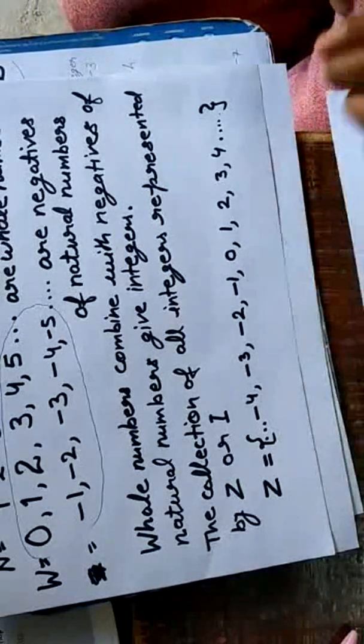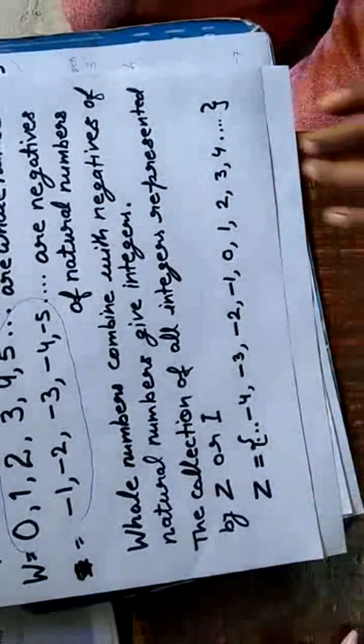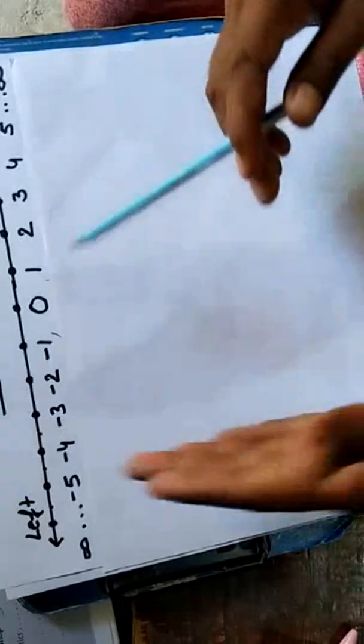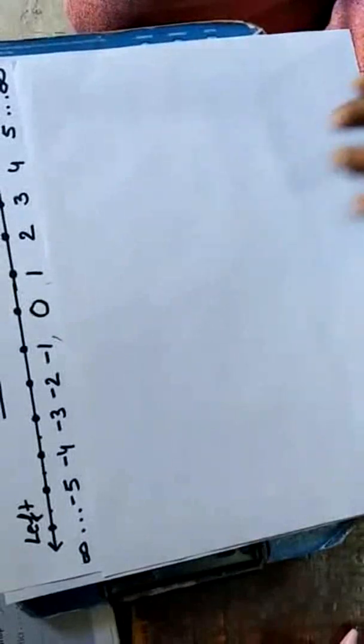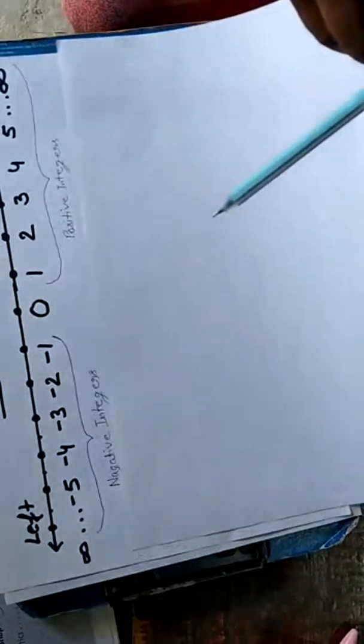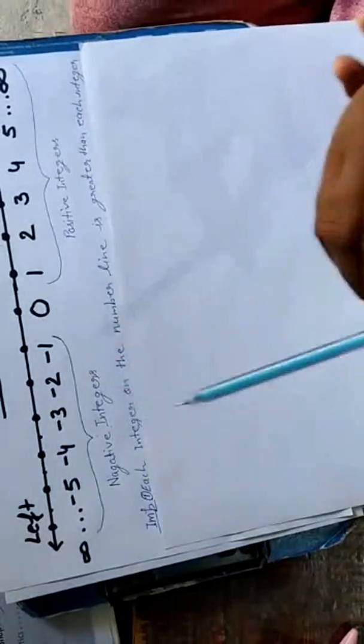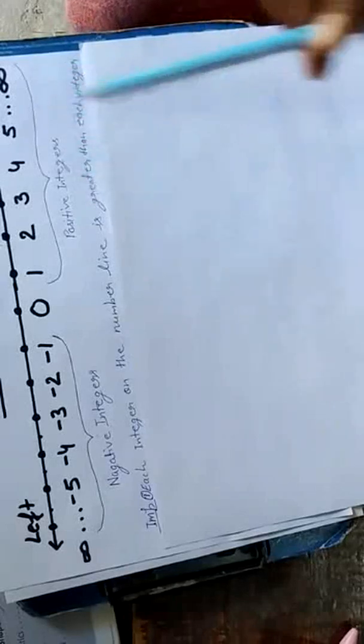So these integers we understand by the number line. That is on the next page. You are observing the number line. The number line has two sides, that is the left side, that is the right side. In between there is a 0. The left side of 0 has negative integers and the right side of 0 has positive integers.